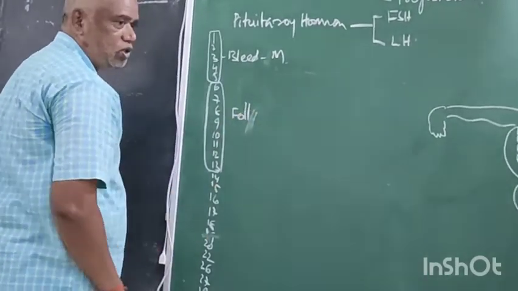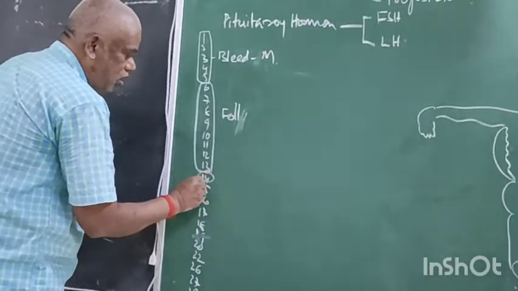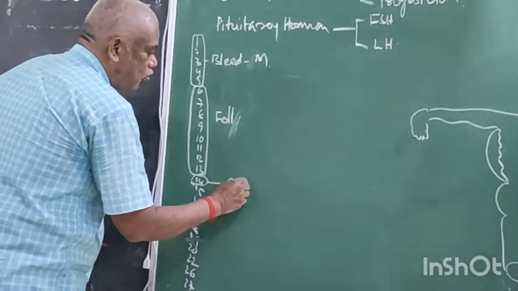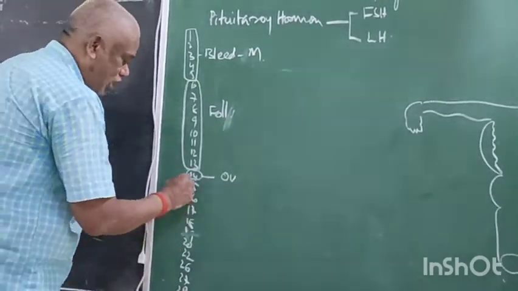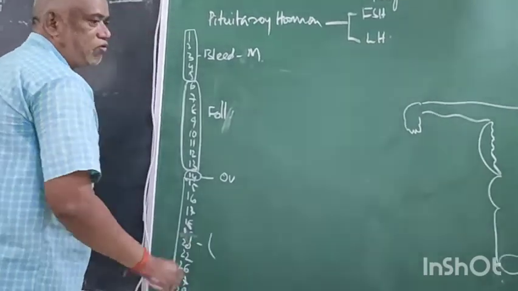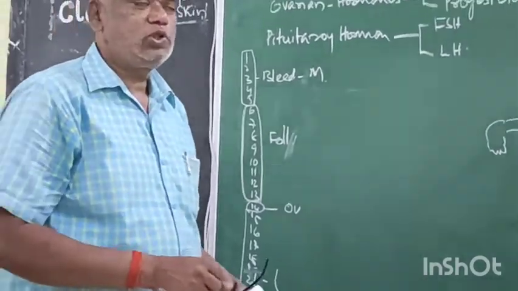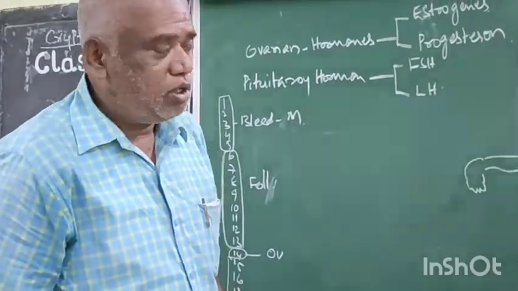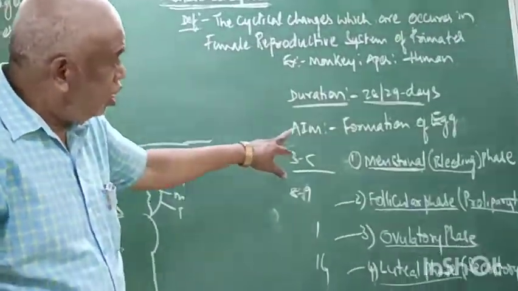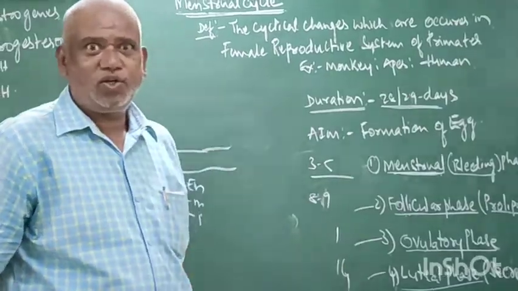Follicular phase. Now only one day, that is ovulatory phase. The remaining 14 days, luteal phase. Right? You must keep in mind the duration of each phase.